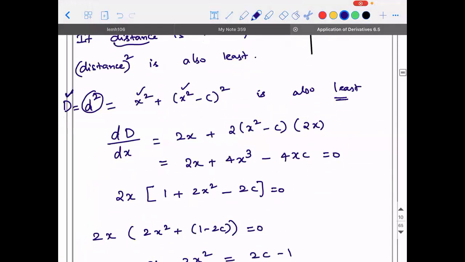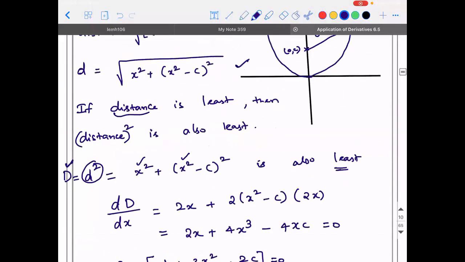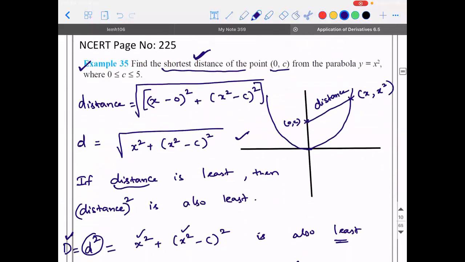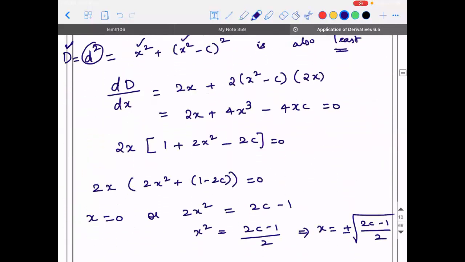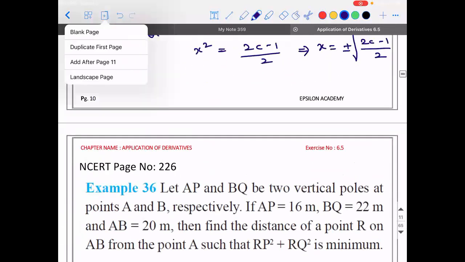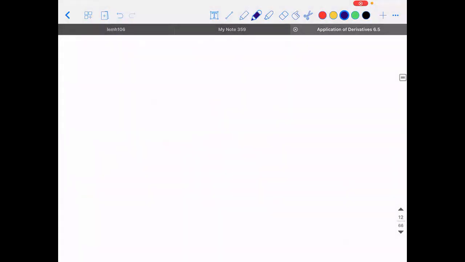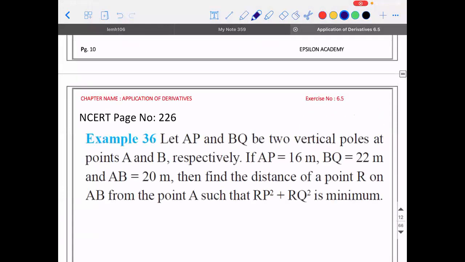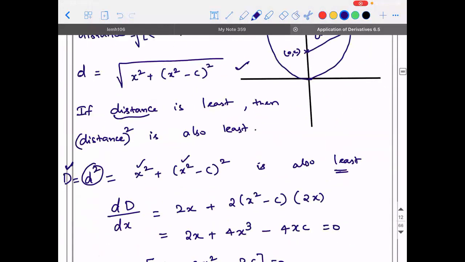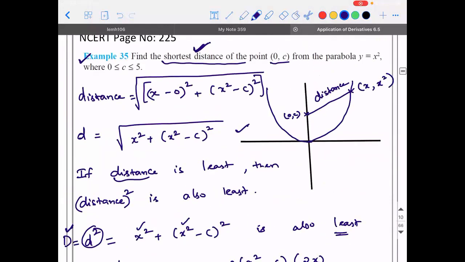Sir, I have a doubt, sir. After the page, the question it is given that c is between 0 and 5, less than or equal to or greater than 5. But sir, if we substitute c's value as 0 here, it won't come out correctly, right? No, it won't come out.